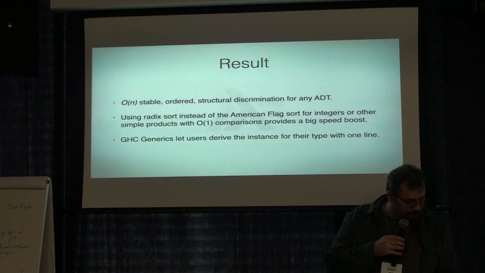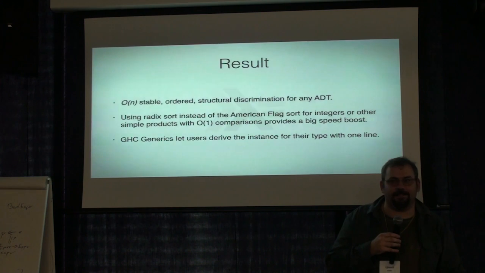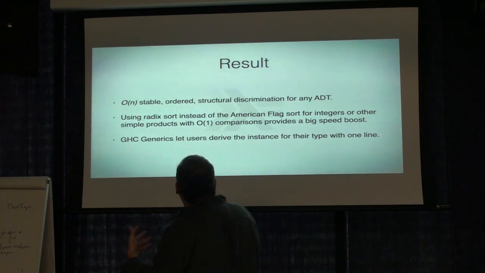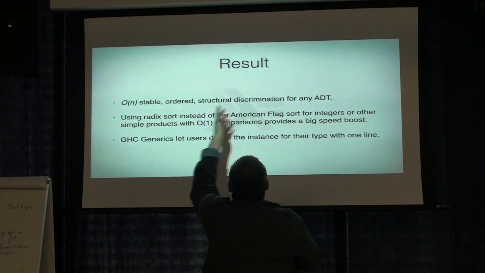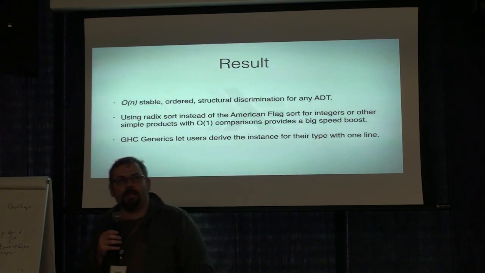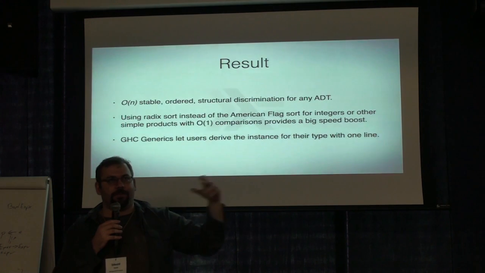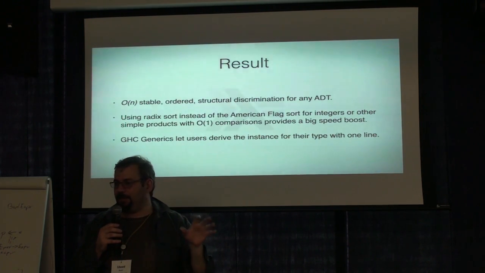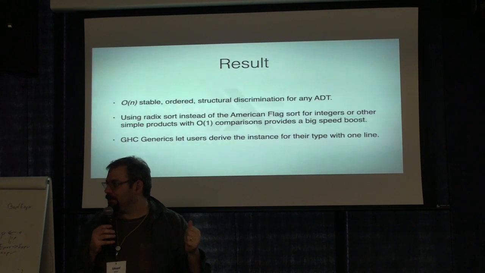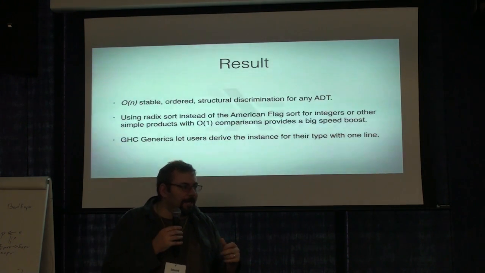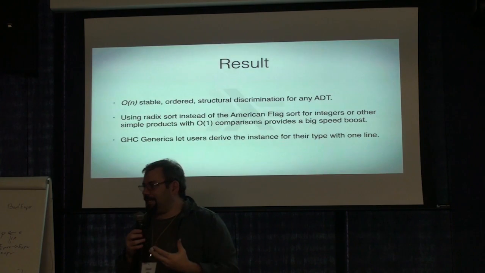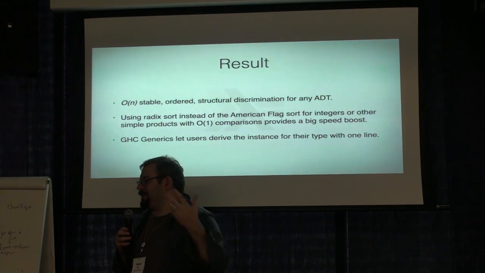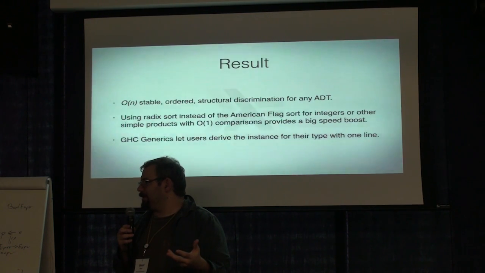Okay, so the end result for this first phase of the solution is that now we have linear time stable ordered structural discrimination for any ADT that we want, and using the Radix sort instead of American flag sort on our integers lets us speed up a little bit over what Fritz's code does. By using this more generic class framework, we're now instances of all the things. You can contramap over these things. You can do whatever you want to work with your discriminators.